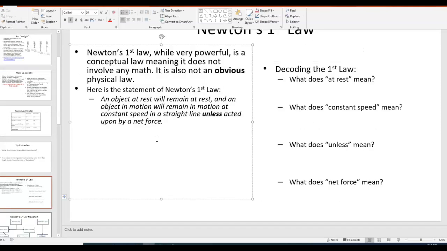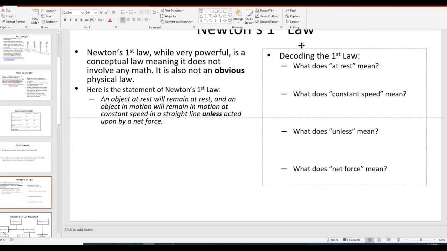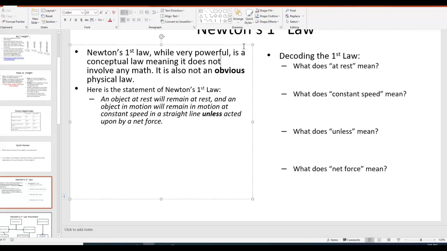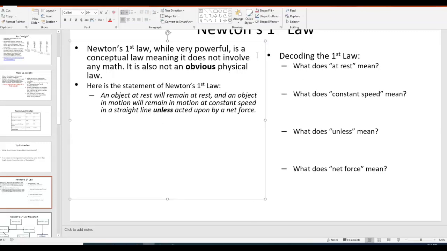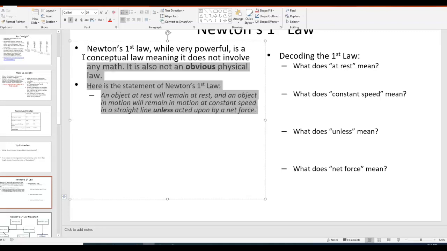It says, an object at rest will remain at rest, and an object in motion will remain in motion at constant speed in a straight line unless acted upon by a net force. Okay, so take a look at that. A lot of people, especially when they're learning about Newton's laws in, let's say, middle school, always get this wrong. So I want to make sure that you get this correct.